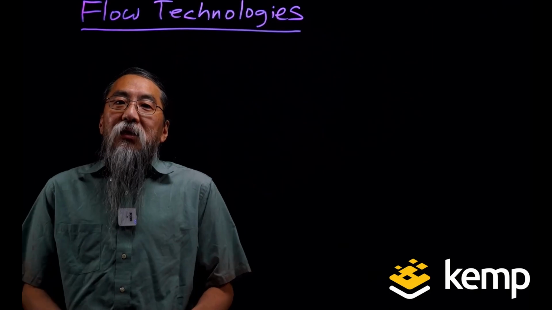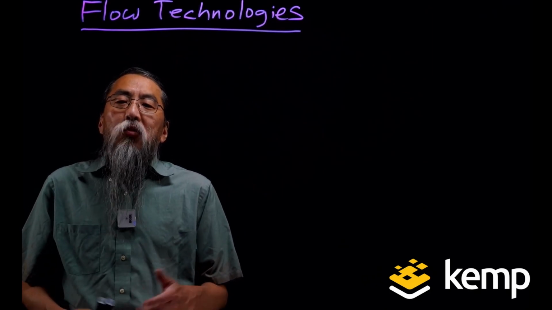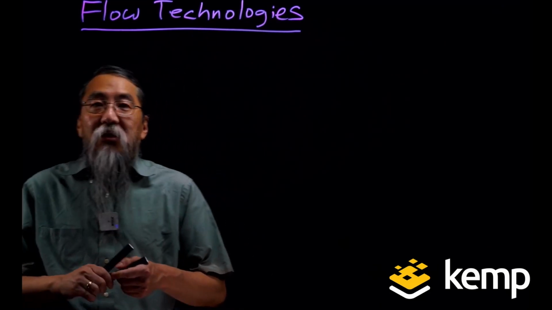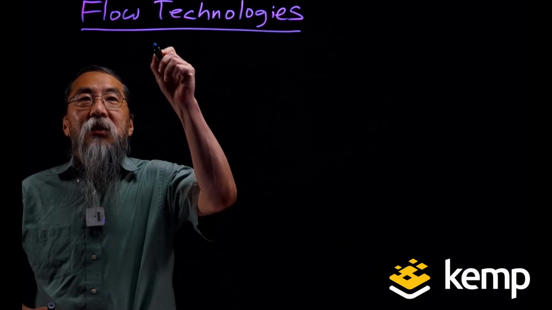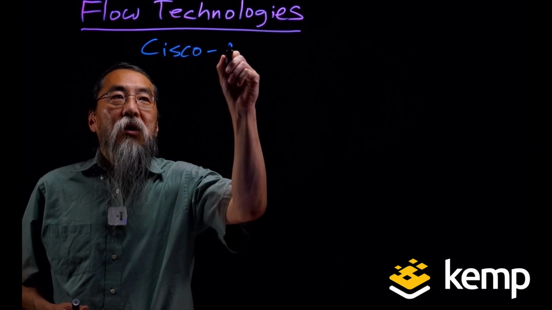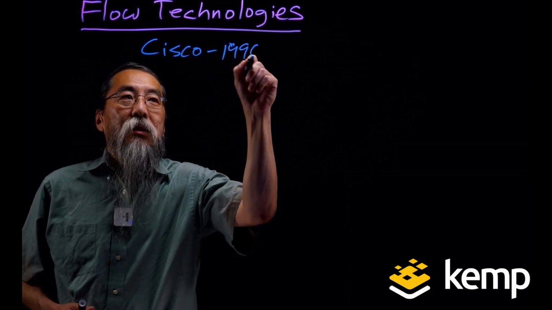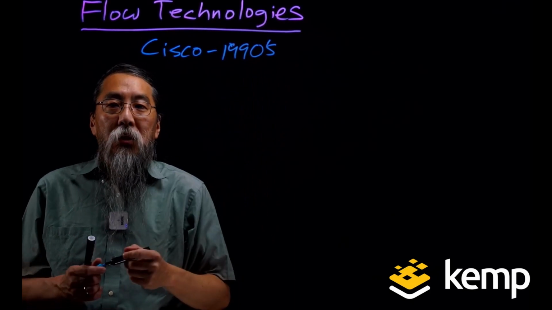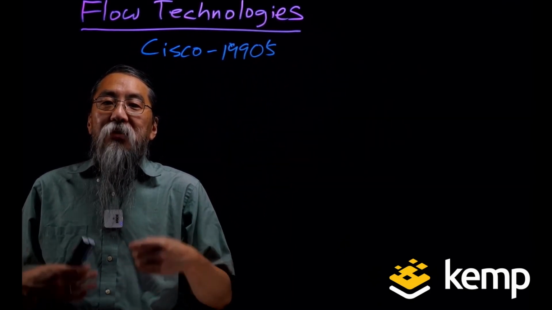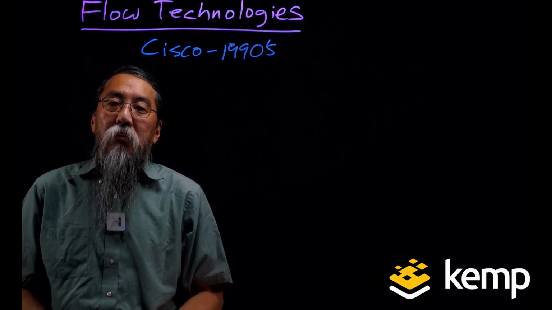So flow technologies, what are they? And more importantly, why do they exist? Well, we need to go back in time a little bit. So we need to go back to Cisco, and we're going to talk about the 1990s. And in the 1990s, Cisco was looking for a way to make their routers more efficient.